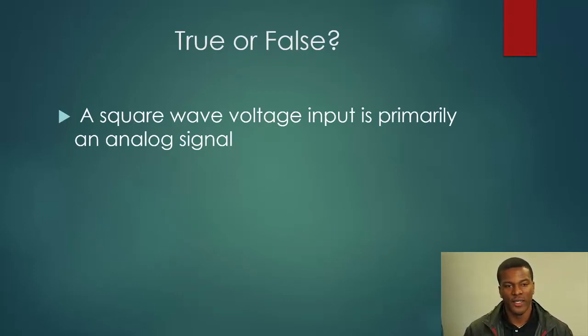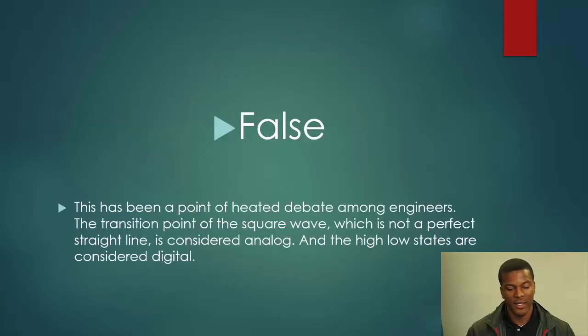True or false? A square wave voltage input is primarily an analog signal. True or false? The answer? False. Now this is actually a tricky question, and has been the point of heated debate among engineers.